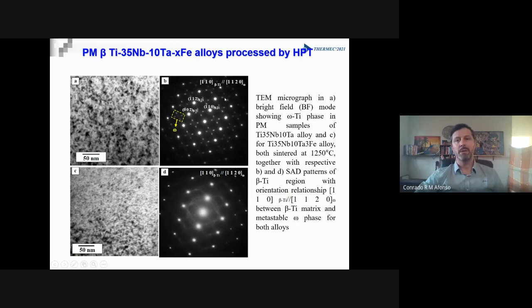So we can see here in the selected area electron diffraction, the orientation relationship between the beta phase and the omega phase. And the brighter spots are more intense from beta phase, and those orientation relationships with the omega spots, which is a common electron diffraction in the 110 of beta phase. The same orientation for the alloy with iron addition, and we can see that the omega phase is much smaller. Because of this, we have a diffuse appearance here of the omega spots.